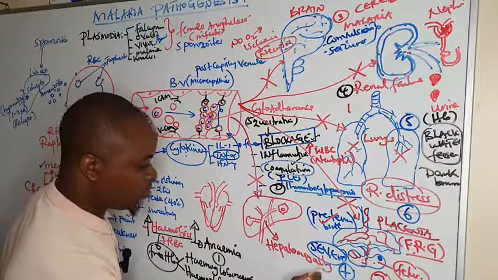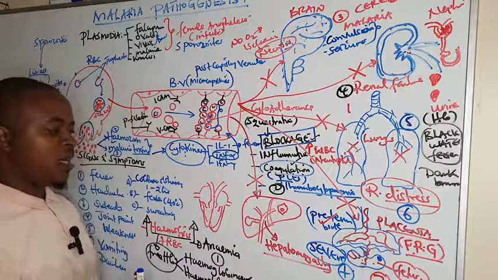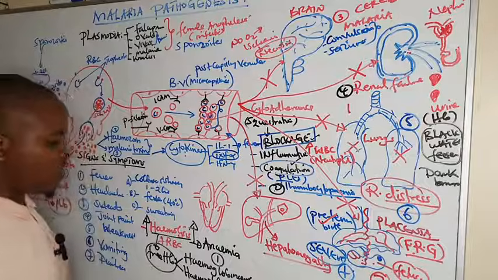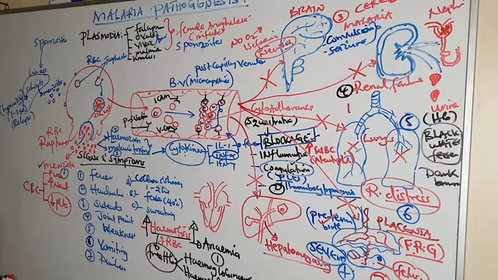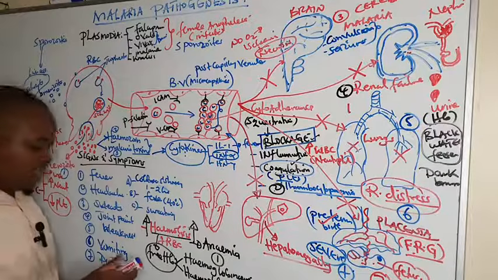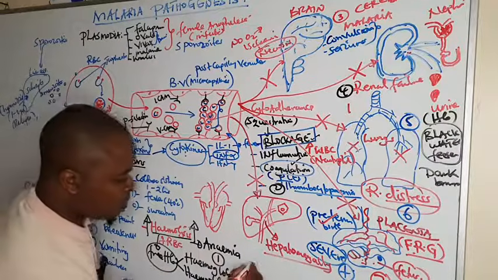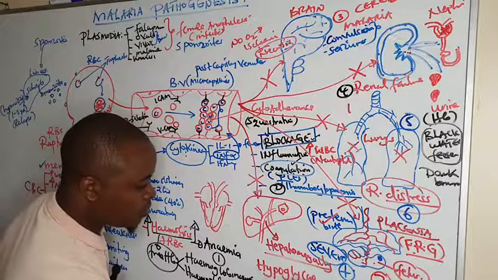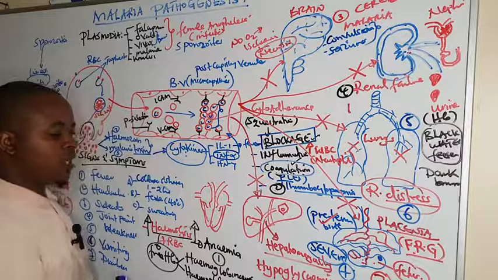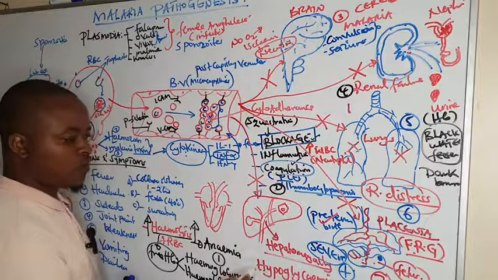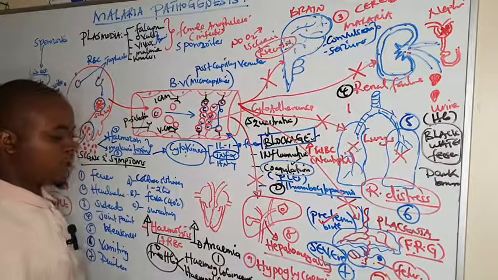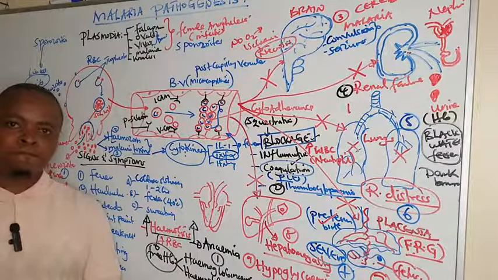It results into hepatomegaly. And sometimes this liver failure can result into another complication, which is known as hypoglycemia, that is reduced glucose levels. So we have number 8 as hepatomegaly, number 9 as hypoglycemia.